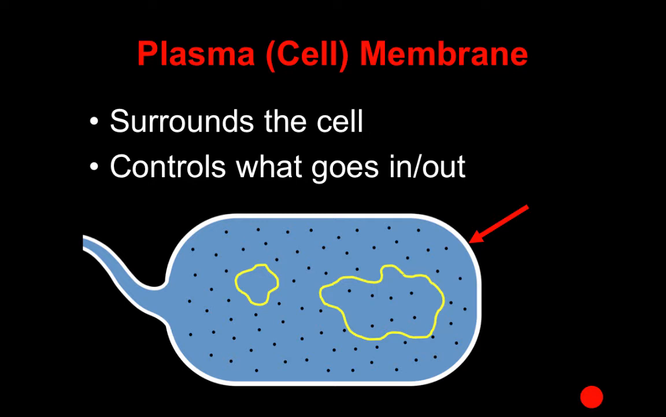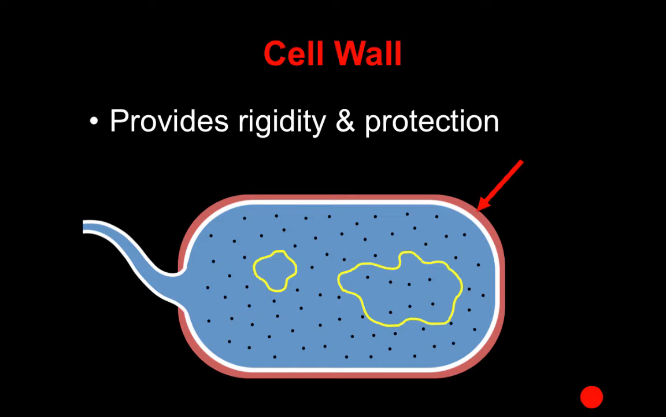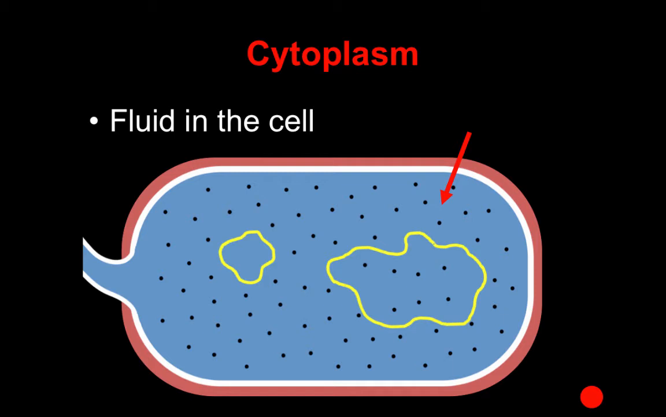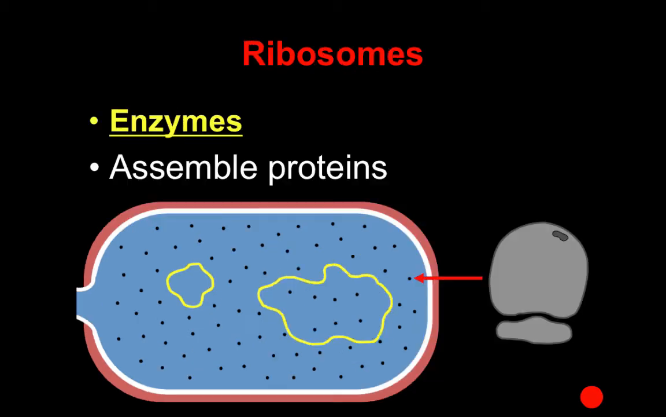So let's look at some of the parts. Like all cells, they have a plasma membrane that controls what goes in and out of the cell. Many of them have a cell wall on the outside of that provides rigidity and protection. They have a cytoplasm, which is just the fluid inside the cell.